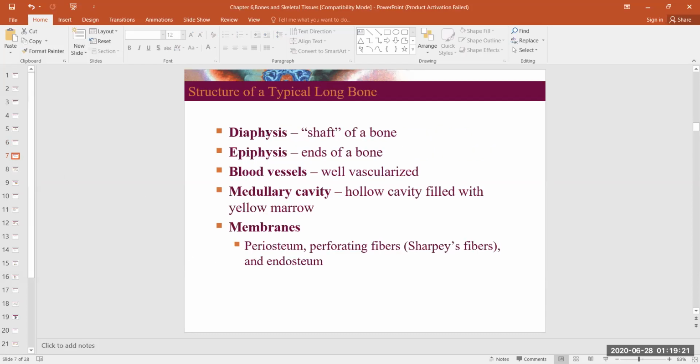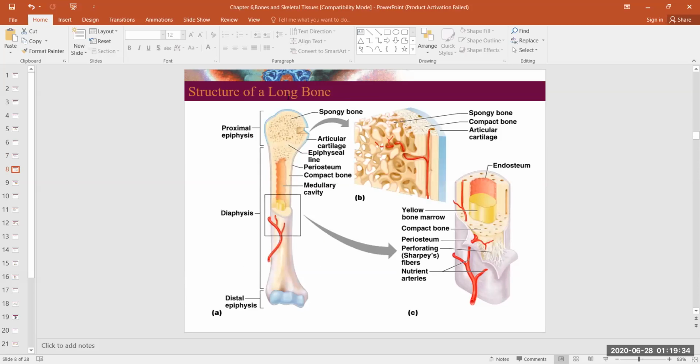Okay, so the structure of a typical long bone: you have a diaphysis, epiphysis, blood vessel, medullary cavity, membranes, periosteum, perforating fibers or surface fibers. We talked about it, but I'm going to go again. So let's see, this is the long bone here. It has the proximal epiphysis, diaphysis, and distal epiphysis. And this bluish color, sky blue, is the distal epiphysis covered by hyaline cartilage. You can see hyaline cartilage here also. So you can see here A, B, and C.